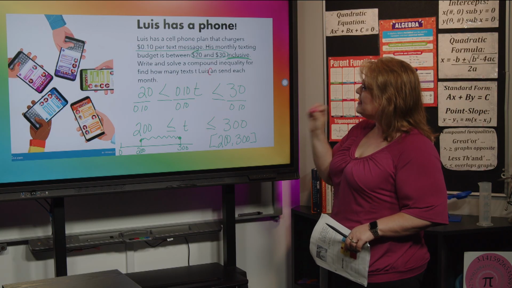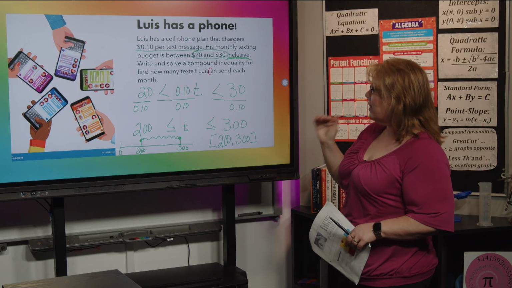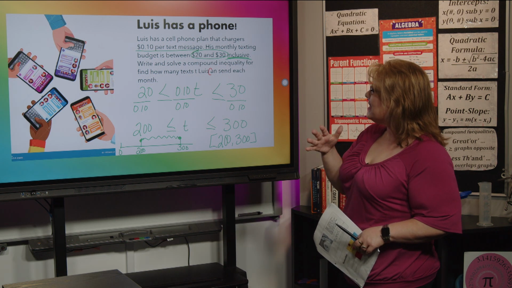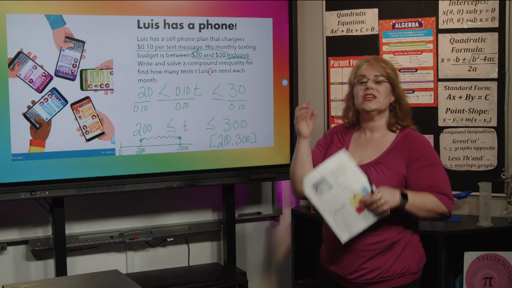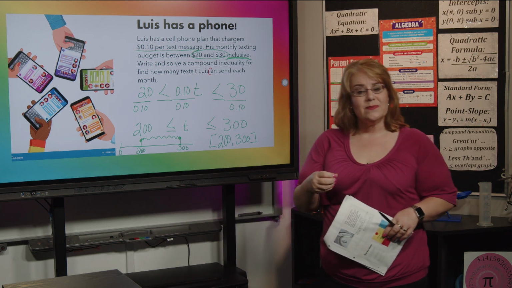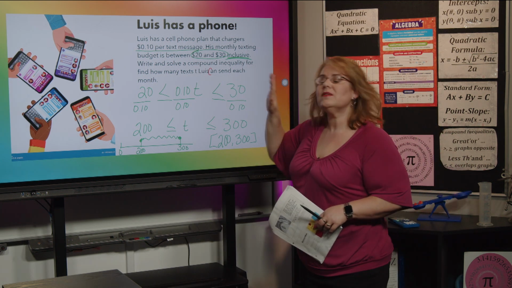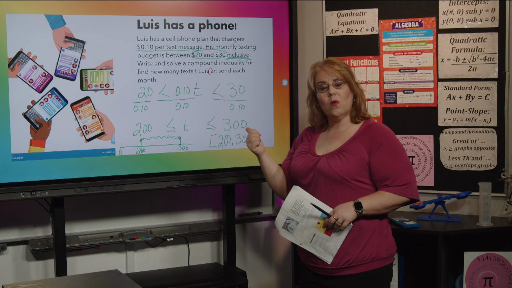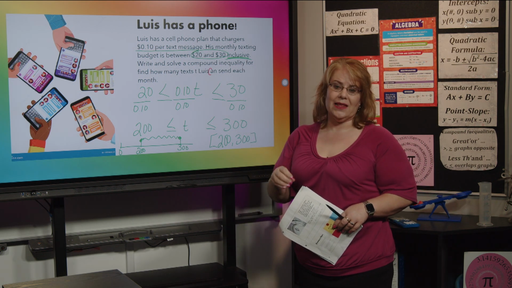So with his cellular plan that charges 10 cents a text message, he can spend between $20 and $30 just on those text messages. So you've got to make sure that you're understanding what these passages mean. That's why we're going ahead and going through and annotating them. Good job.